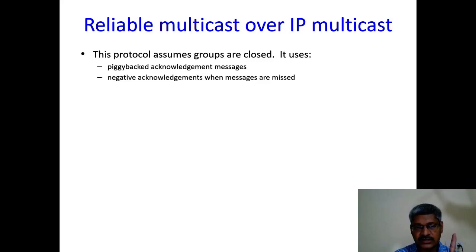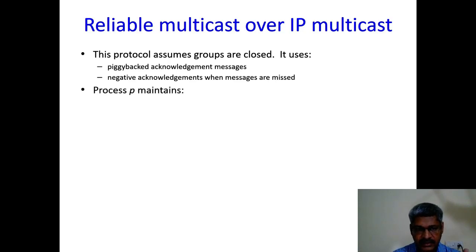It also uses negative acknowledgements when messages are missed. If any process notices that a particular message has been missed, it will send a negative acknowledgement to the sending process. So if it knows a certain message has not been received from, say, P3, it will send a negative acknowledgement to P3: can you please send me that message again? These are the two things which are very critical for this algorithm.